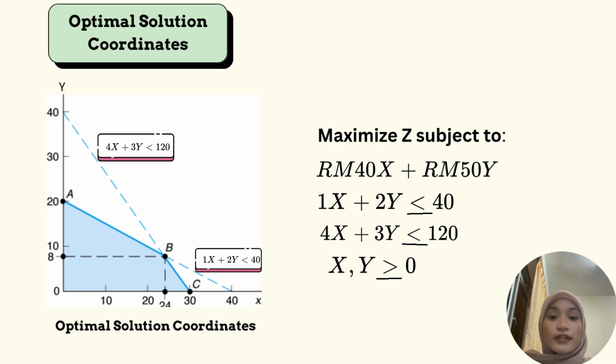After we get the feasible region area, we move to the optimal solution coordinates, where we get 3 points in the graph, which are A, B, and C. For A, we get 0 on axis x and 20 on axis y. For B, we get 24 on axis x and 8 on axis y. And for C, we get 30 on axis x and 0 on axis y.